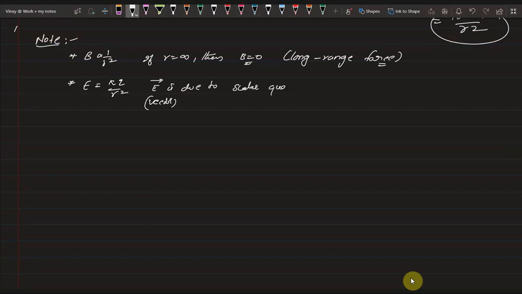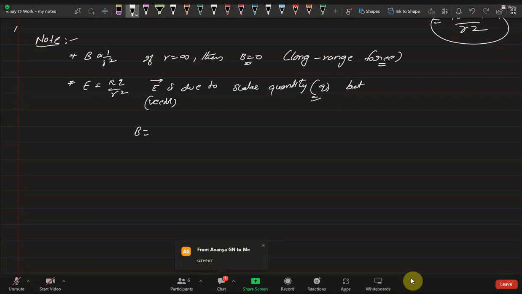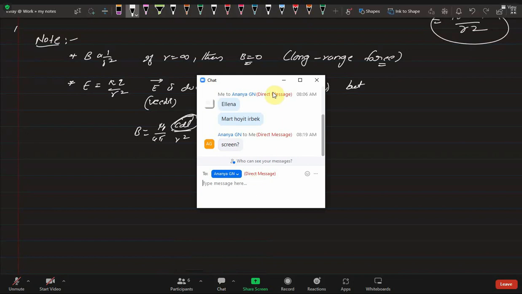No, it is due to scalar quantity. Which is the scalar quantity? Charge. Charge is a scalar quantity. But if you take magnetic field, the magnetic field formula is mu naught by 4 pi into I dl bar, where I dl bar is called as what? I dl bar is called as current element. Current element is a vector quantity.